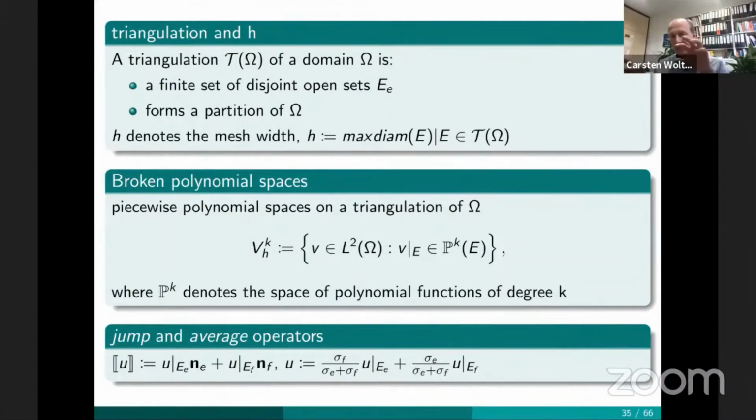There's also the average operator, which is computed in this way. So we take the conductivities between those two elements. The F element has the conductivity sigma F, and the E element has the conductivity sigma E. And then the average operator is defined in that way.